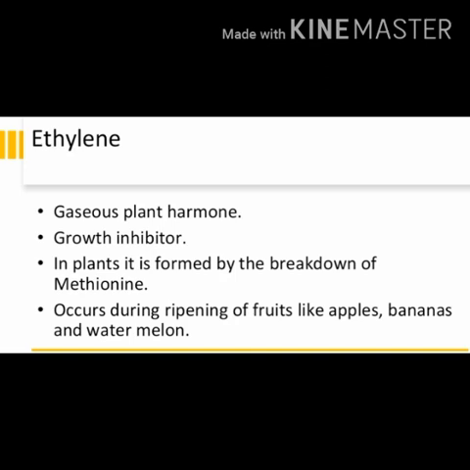Now we can see about the plant hormone ethylene. This ethylene is a gaseous plant hormone and it is a growth inhibitor. That is, it will inhibit the growth of the plant. This ethylene is formed in plants by the breakdown of the amino acid methionine. It occurs during the ripening of fruits like apples, bananas, and watermelon. So, this is about ethylene.